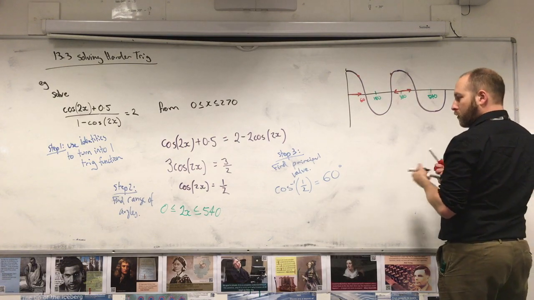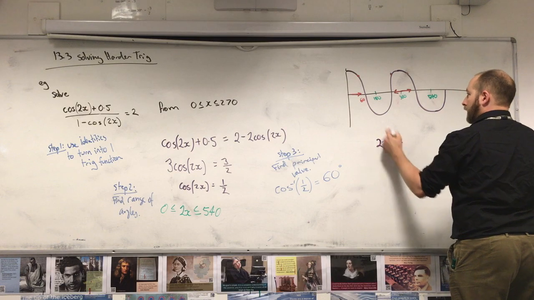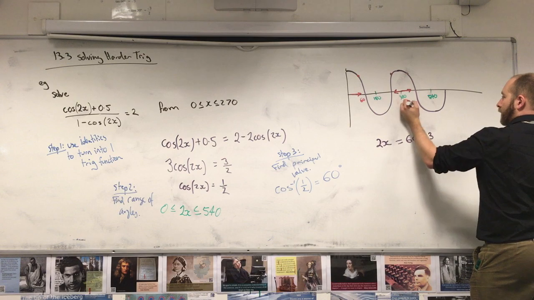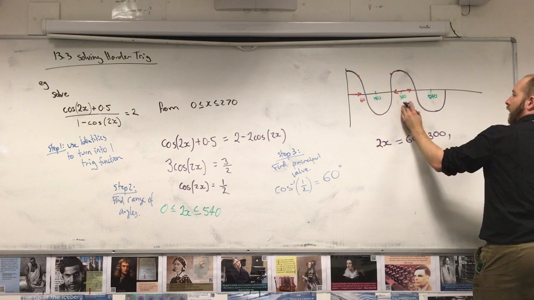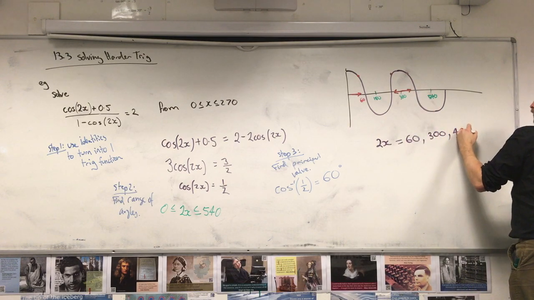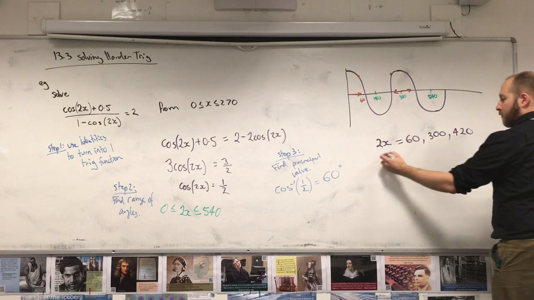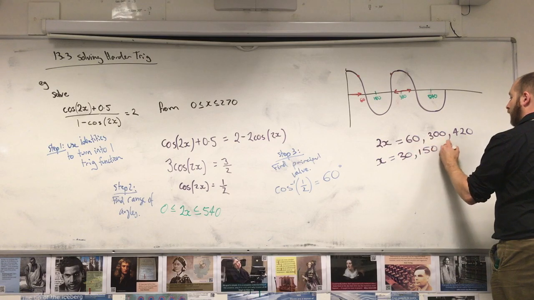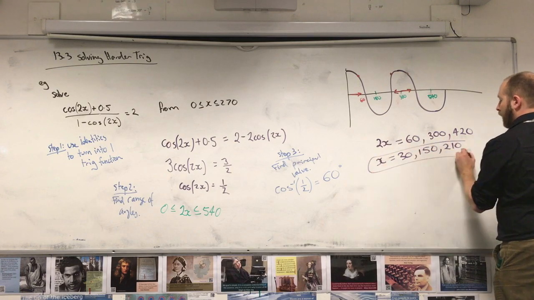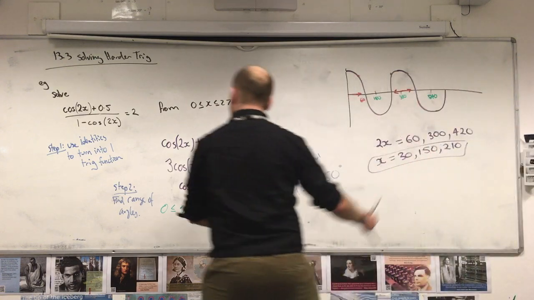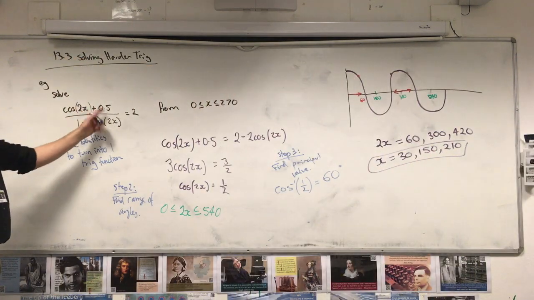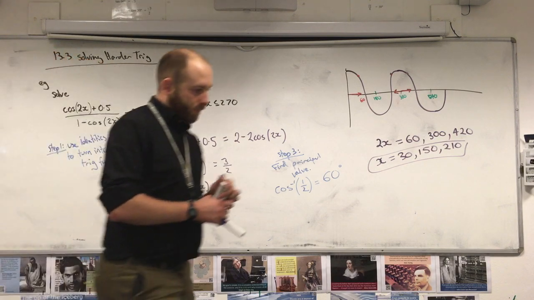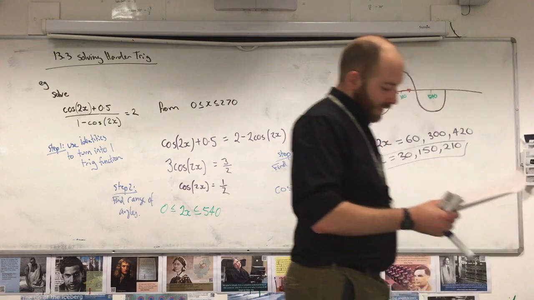So my angle's 2x, so 2x is going to equal 60 as my first value. 360 take 60 is 300. And 360 plus 60 is 420. And then we'll divide these by 2 to find our x values. So 30, 150, and 210. If you wanted to check the whole question, put some of those angles in here and here and see if it does equal 2. And then you know you've got 4 marks on a big question like that. So a little bit of everything with these.